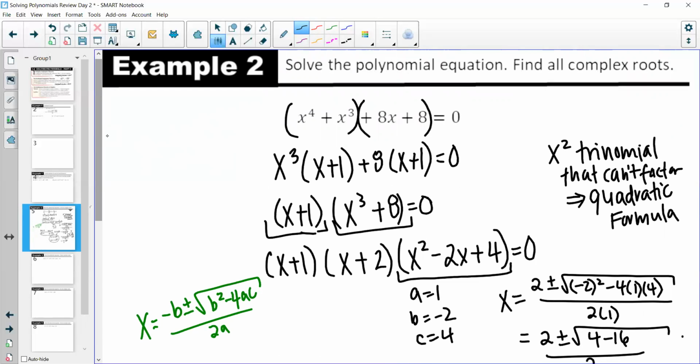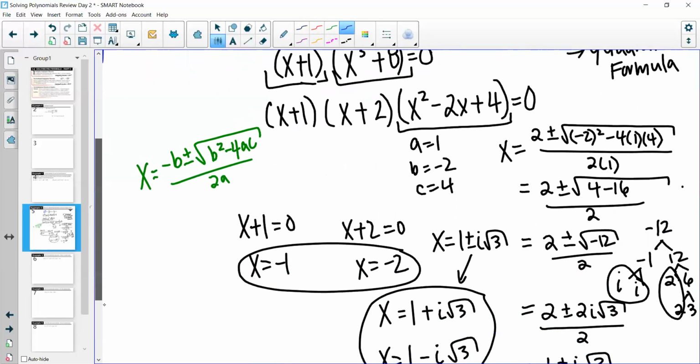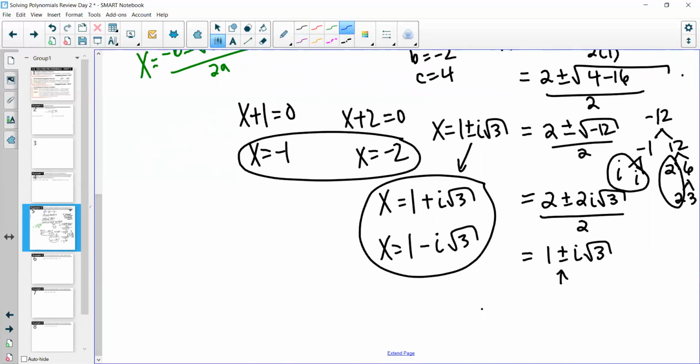Well, yes, because look at our first term here, x to the 4th. Now that 4 tells us I need to have 4 solutions according to the fundamental theorem of algebra, both real and complex. And how many did I get? 1, 2, 3, 4. So boom, that's how we're going to do it.